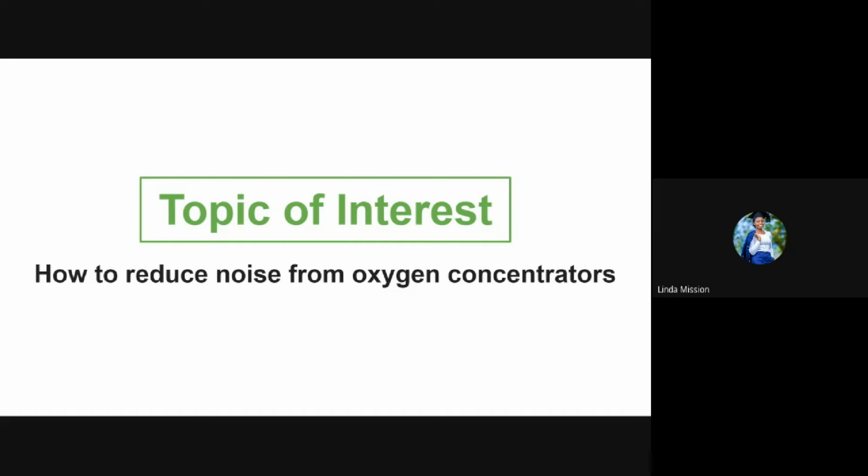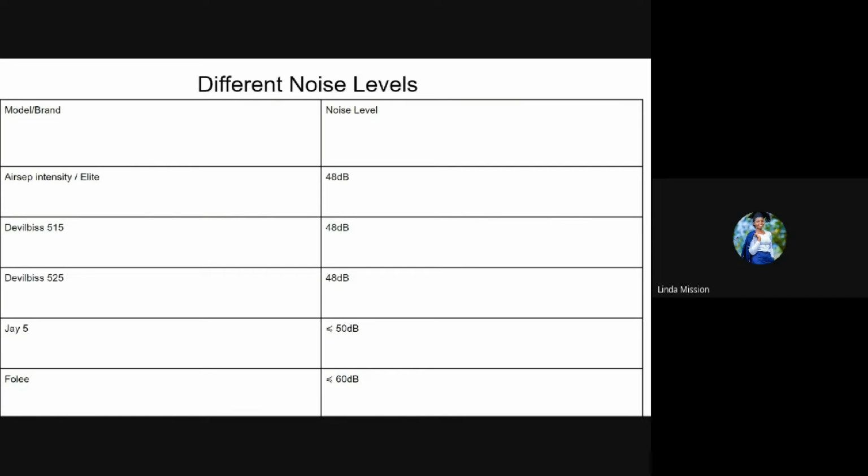So in the graphics, the table just shows different levels of noise for different brands of oxygen concentrators, just a few of them. So it shows that for AirSafe Intensity or Elite, Devovis 515 and 525, they have the same noise level, which is 48 decibels. And for J5, it is less than or equal to 50 decibels. And for Foley, it is less than or equal to 60 decibels.